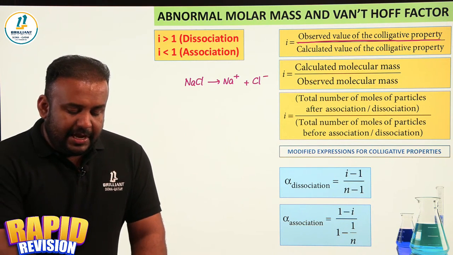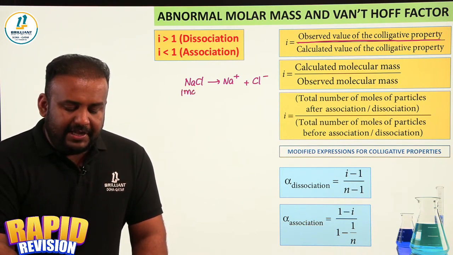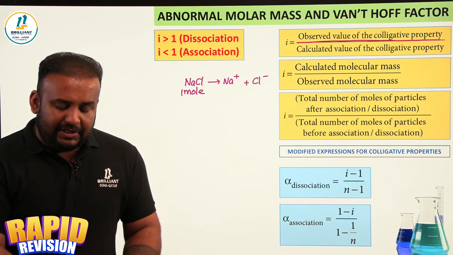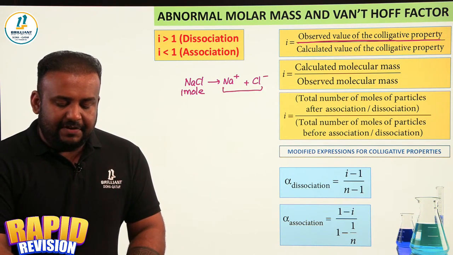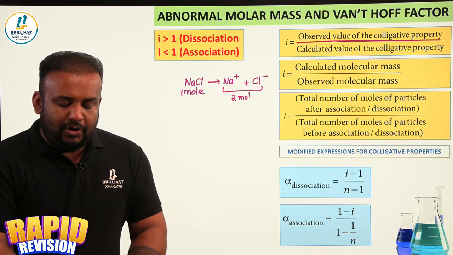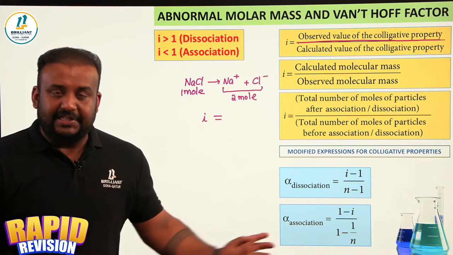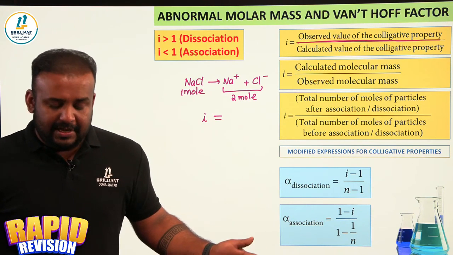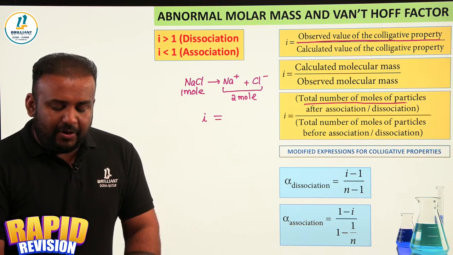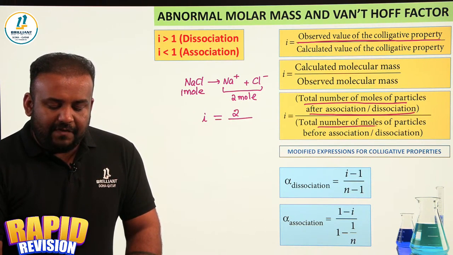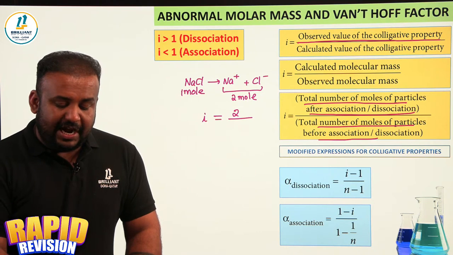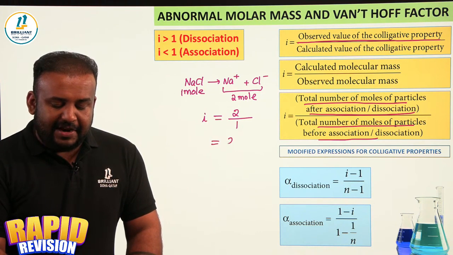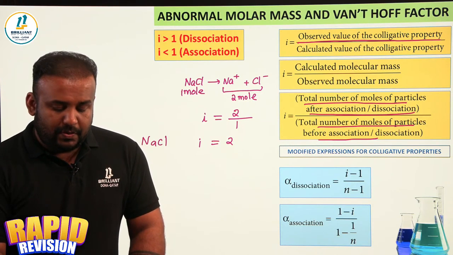See one example. In case of NaCl, before dissociation, 1 mole of NaCl was taken. After dissociation, what happened? Effectively, there are 2 moles. So if they ask me what the Van't Hoff factor is here, assuming 100% dissociation has happened, total number of moles after dissociation, how much is it? 2. Total number of moles of particles before dissociation, how much is it? 1. So what is the Van't Hoff factor for NaCl? It is going to be 2.